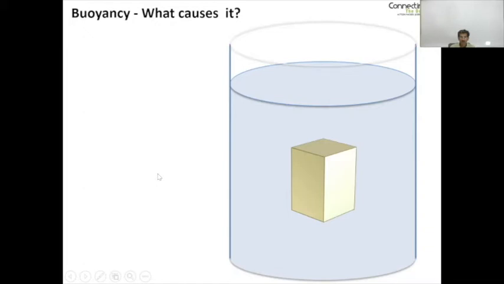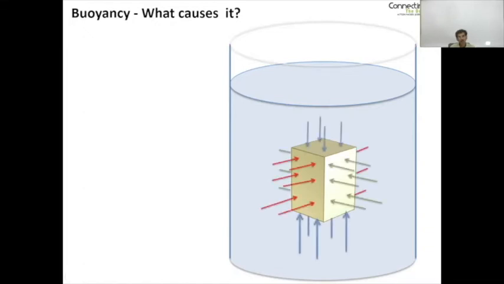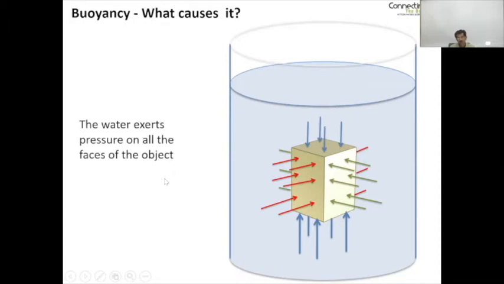Now, this object experiences pressure on all the sides. A cuboid will have 6 sides or 6 faces, and all these 6 sides will experience pressure because of the weight of the water above it. The water exerts pressure on all the sides of the object. Let us look at this pressure closely and analyze the pressure to understand the reason for buoyancy.